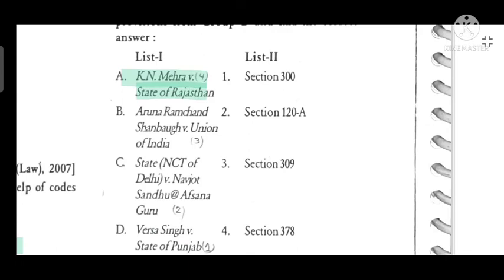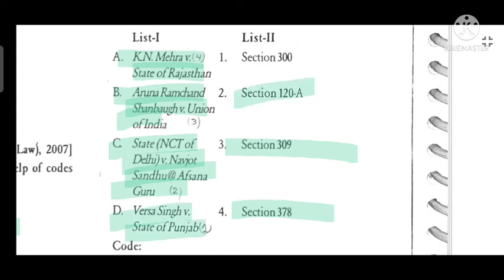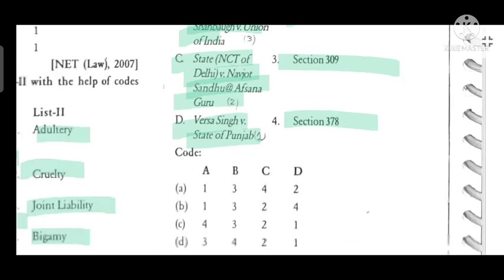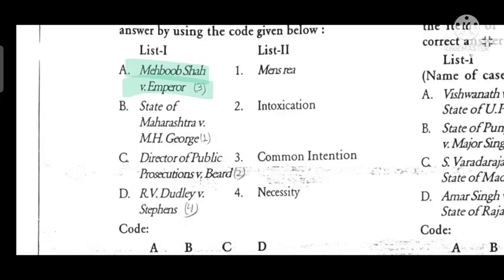K.N. Mehra versus State of Rajasthan, Section 378. Arun Ramchand versus Union of India, Section 308. State (NCT of Delhi) versus Navjot Sandhu alias Afsan Guru, 120A. Virsa Singh versus State of Punjab, Section 300. Mehboob Shah versus King Emperor, common intention. State of Maharashtra versus M.H. George, mens rea. Director of Public Prosecutions versus Beard, intoxication. R versus Dudley and Stephens, necessity.